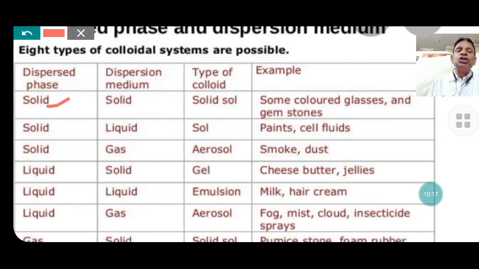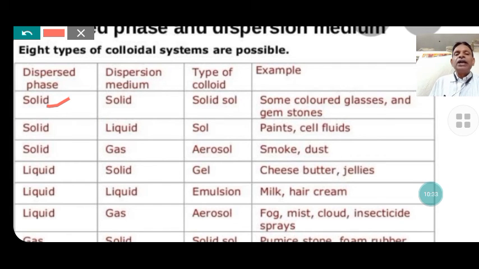Now liquid into liquid is called an emulsion. Examples are milk, hair cream, and blood. These are emulsions. Soap solution also forms an emulsion, in which a liquid is dispersed in a liquid.